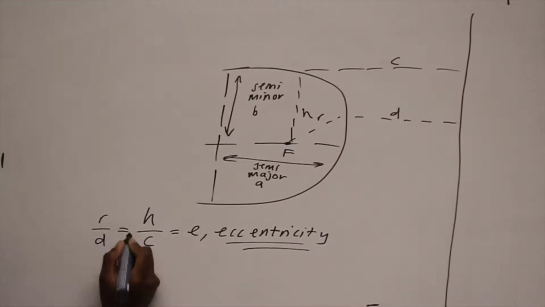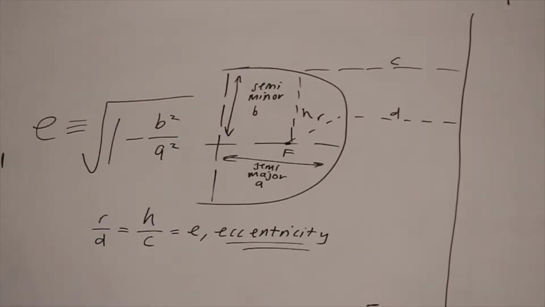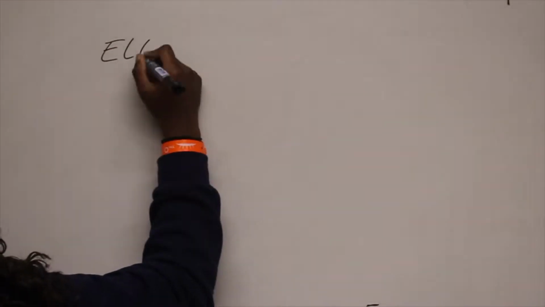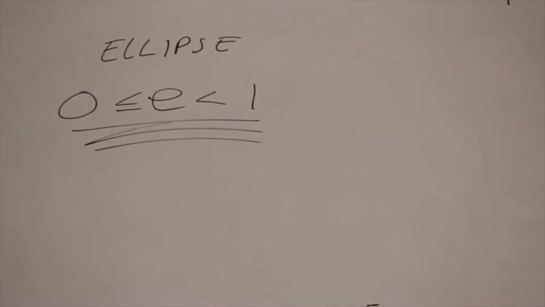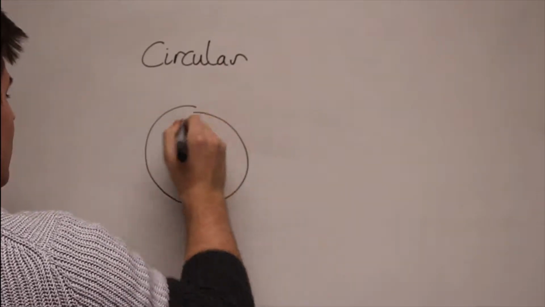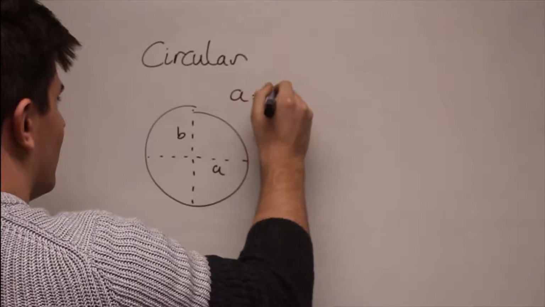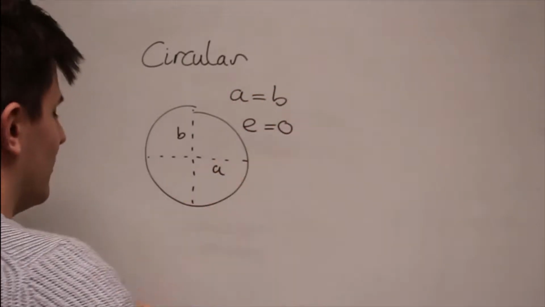The eccentricity describes the shape of the ellipse and can be geometrically described using a simple equation. For an ellipse, the value of E ranges from 0 to just below 1. Circular orbits are a special case of an elliptical orbit where E is equal to 0, which you can see means the semi-major axis and the semi-minor axis are equal. An example of this is an artificial satellite orbiting around Earth.